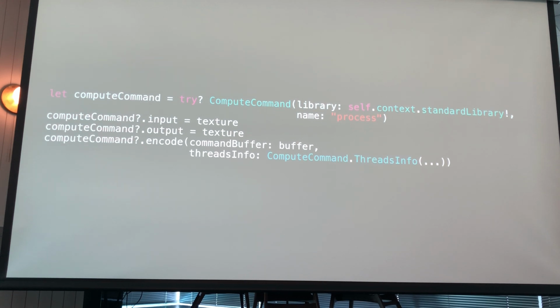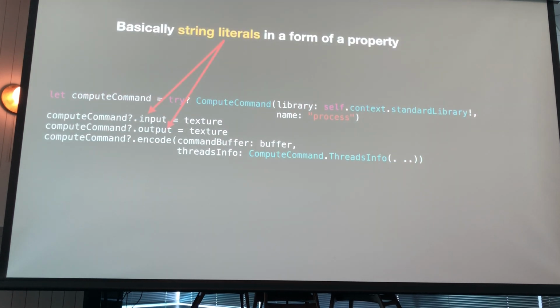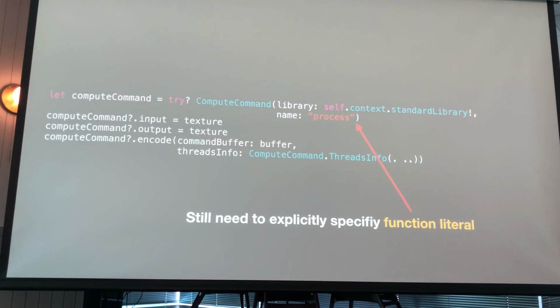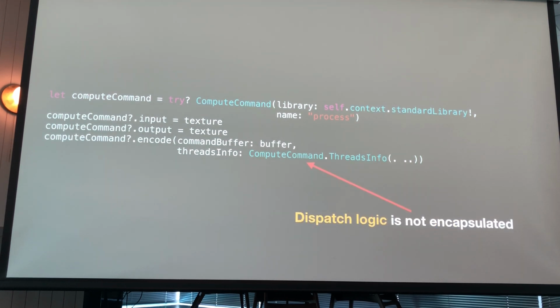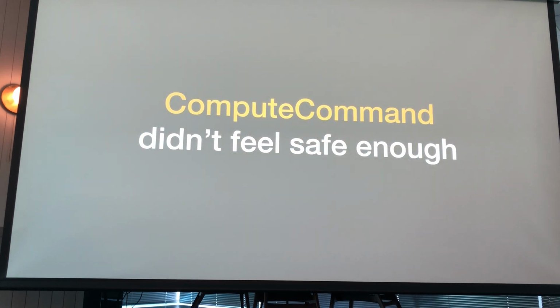But it still had problems, because those properties are not statically checked. They're basically string literals in the form of properties. You still have to make sure that those properties are written correctly. Plus, you have to use the correct name of the shader. So if you rename the shader in the GPU code, you have to rename it here. And the GPU dispatching logic is still not encapsulated, so the user is responsible for managing it themselves. So the compute command approach that I tried first wasn't enough.